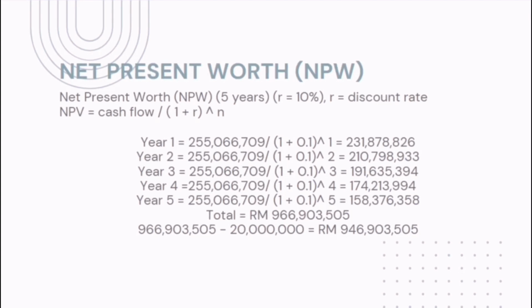To calculate the value of NPV, we are using the equation NPV equals P over (1 plus R) to the power of N. For this project, we will calculate the net present value for 5 years. So our N value is 1 year to 5 years, and the value for R we assume is 10%, and cash flow is 255,066,709. Then we calculate for each year, and the total value for each year we get 966,973,505 ringgit. Then we calculate NPW using the equation NPW equals NPV minus the capital cost, which is 20 million. And then we get 946,973,505 ringgit for our NPW.